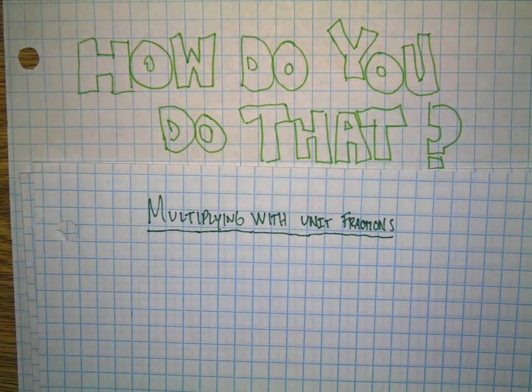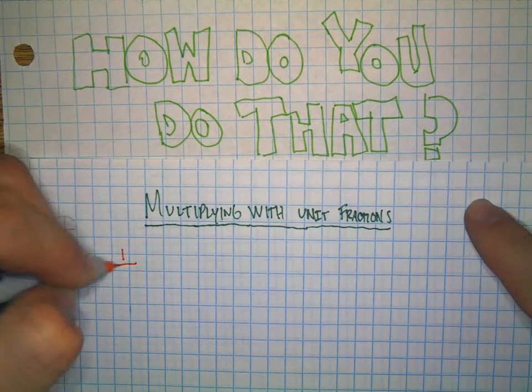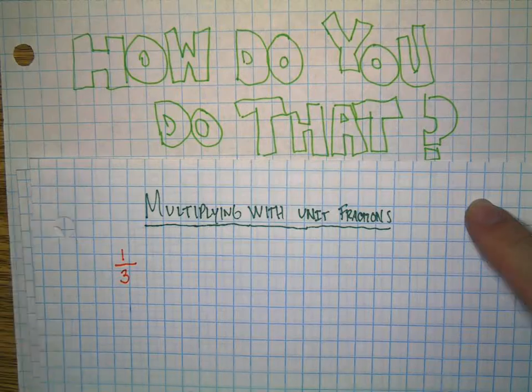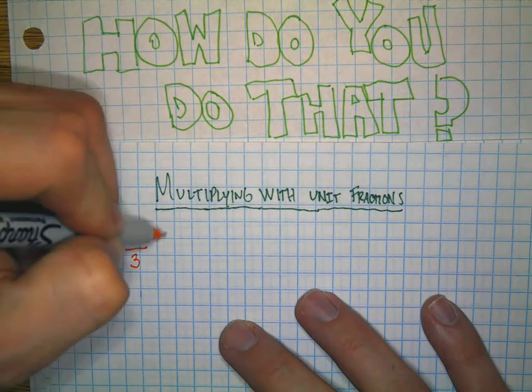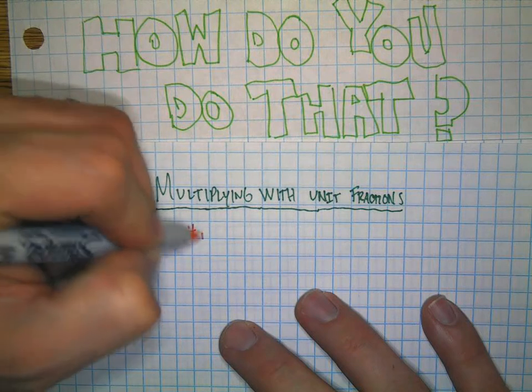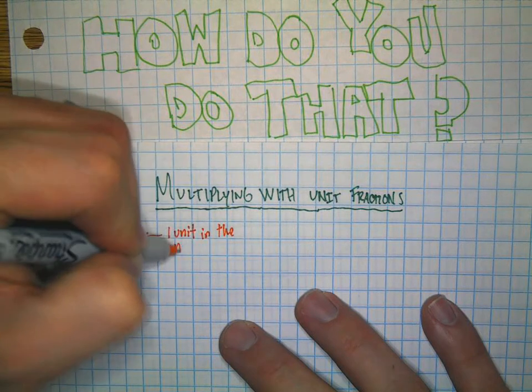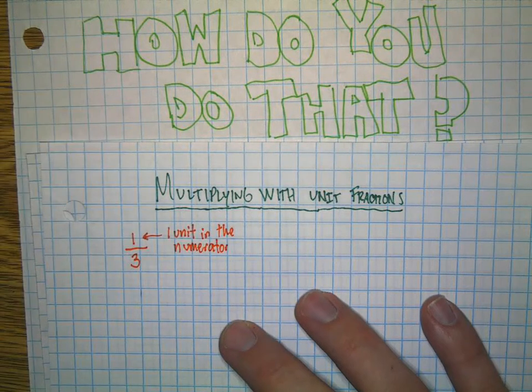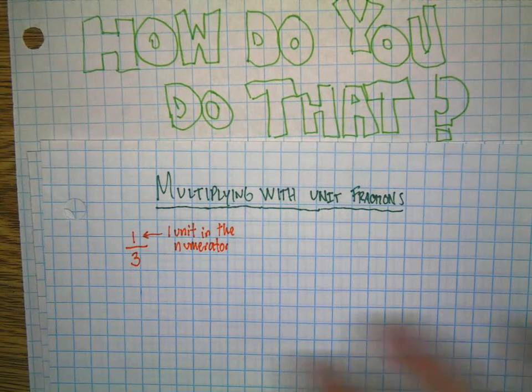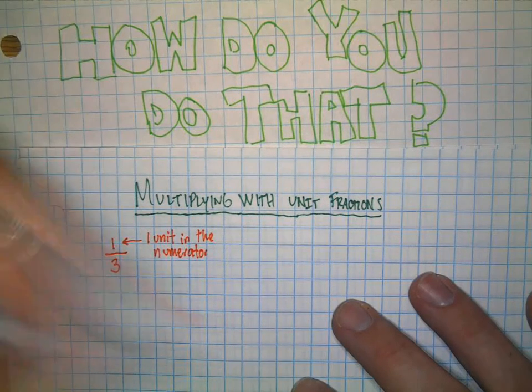Well, let's get started. The first thing that you need to understand as we go back through our math is, well, what is a unit fraction? As we've talked about before, unit fractions are any fraction with a 1 in the numerator spot. So for instance, 1/3 could be a unit fraction because it is 1 unit in the numerator. In the denominator, you can have any number. That's irrelevant. But in the numerator, you always have to have 1.